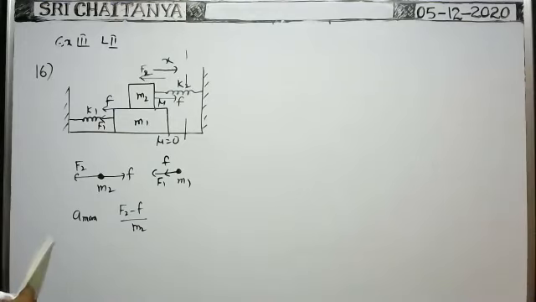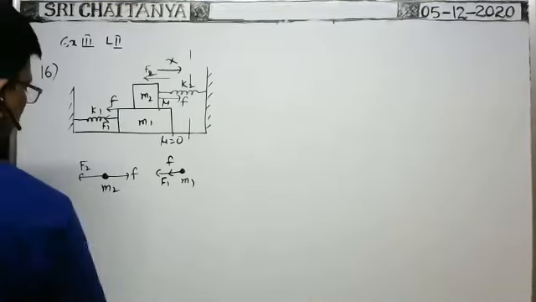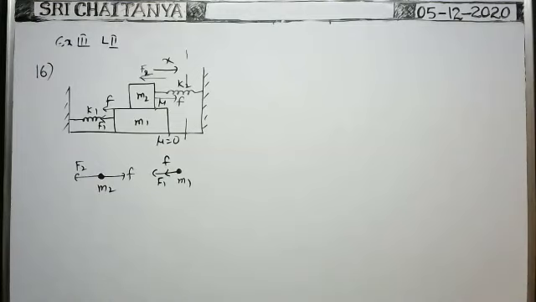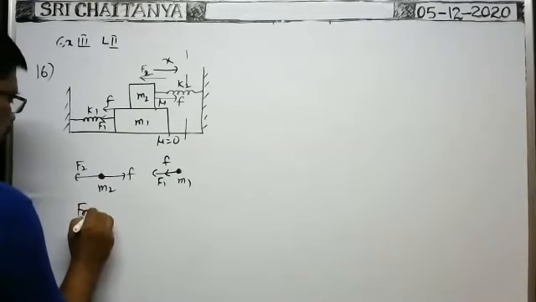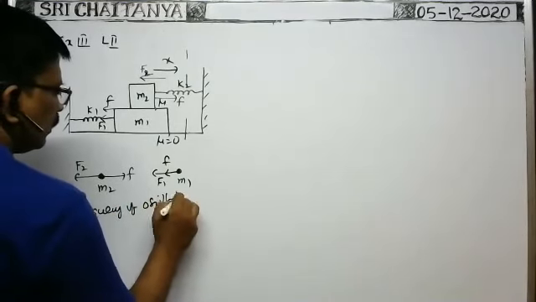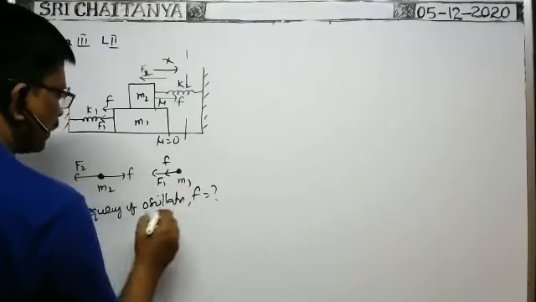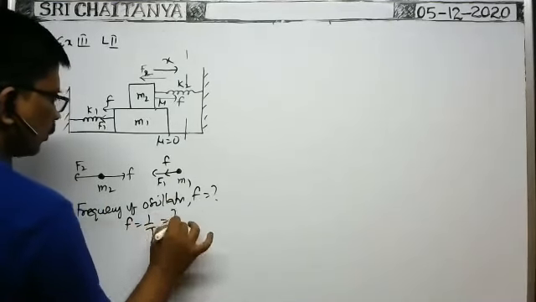The first one they ask for is the frequency of oscillation. I will write first, frequency of oscillation. In the 16th problem they ask for the frequency of oscillation. In order to find the frequency of oscillation, first we have to find the time period, because frequency is equal to the reciprocal of time period.